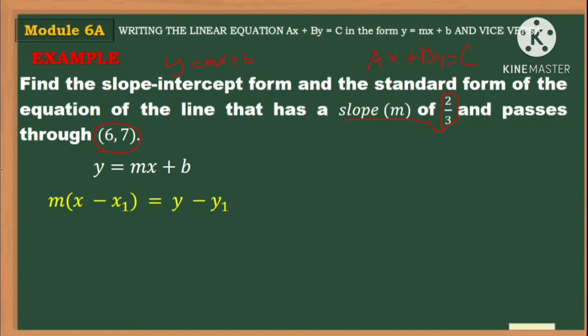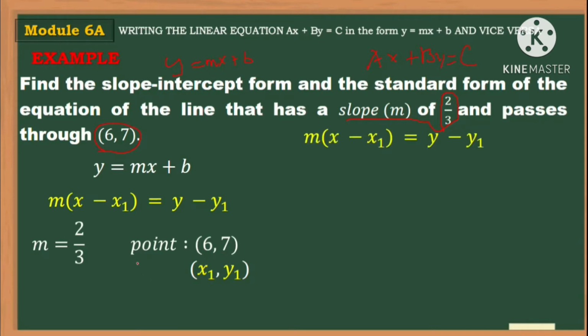So notice here we take this m, or the slope, times the quantity x minus x sub 1, and it is equal to y minus y sub 1. So what is the value of the slope? We have there 2 over 3, then a point which is 6, 7. So the ordered pair is 6 and 7. So we take the x sub 1 here, and the y sub 1. So we're going to find first the standard form.